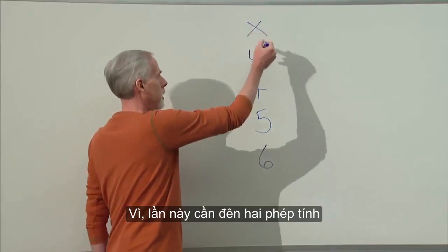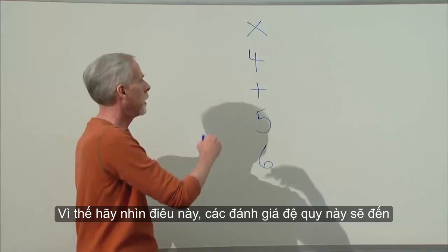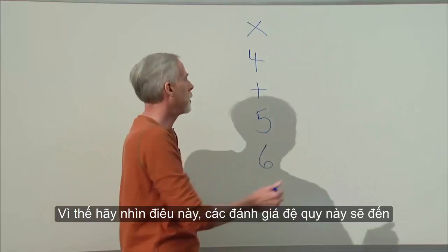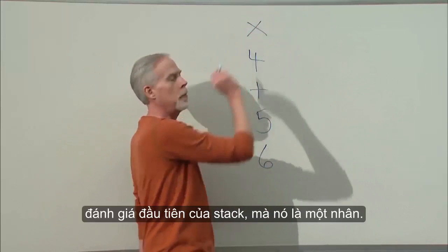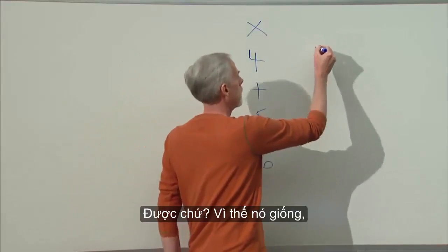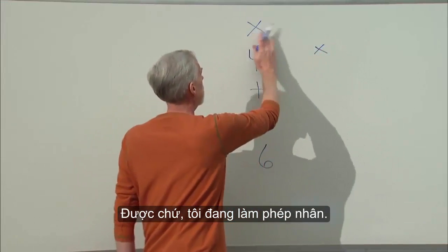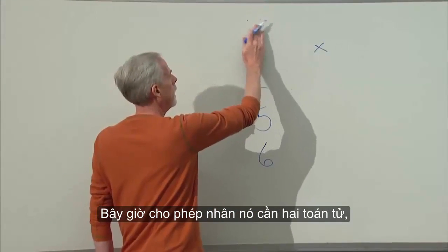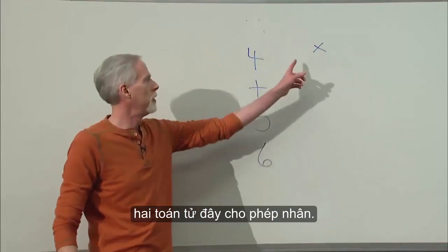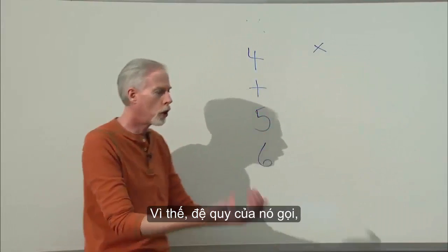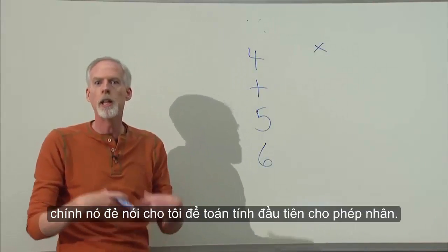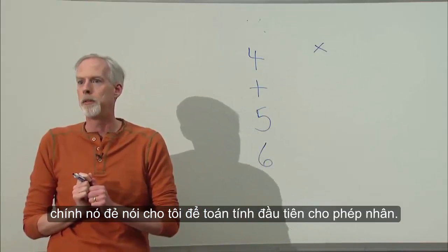Because this times needs its two operations. So let's look at this. This recursive evaluate is going to come in here. It's going to try and evaluate the top of the stack, which is a times. Okay, so it's like, okay, I'm doing times. Now, for times, it needs two operands. So it recursively calls itself to say, give me the first operand for times.